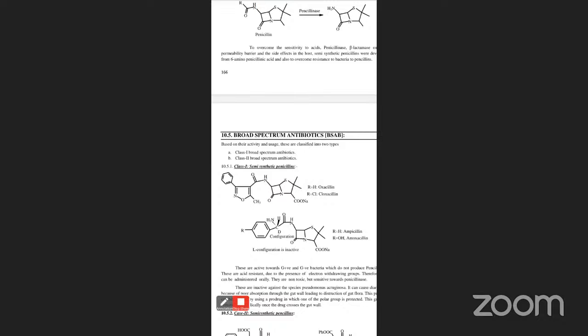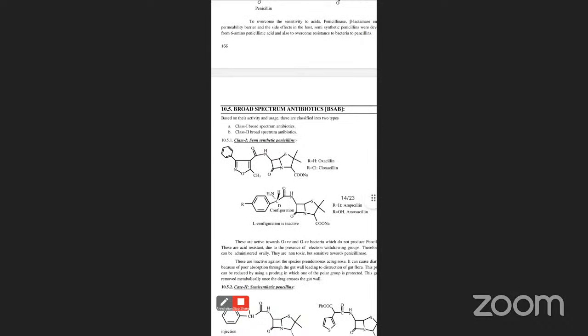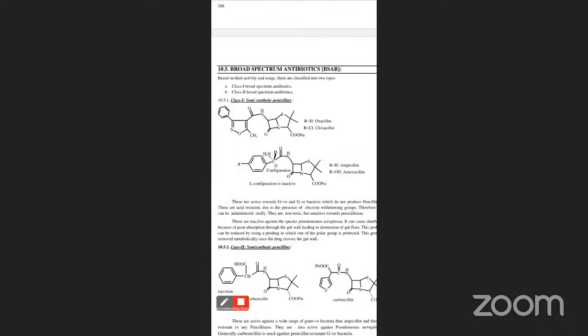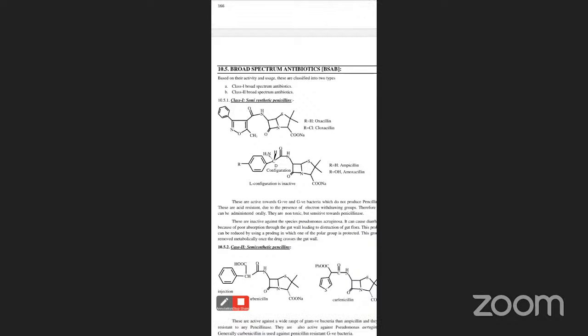This BSAB is classified into two types: class 1 BSAB and class 2 BSAB. What is class 1 BSAB? What is class 2 BSAB? You can see what type of penicillin derivatives, the analogs, come under class 1, and what type come under class 2. And in what bacteria it is active, in what bacteria it is inactive, and how much it is going to prevent the bacterial diseases.